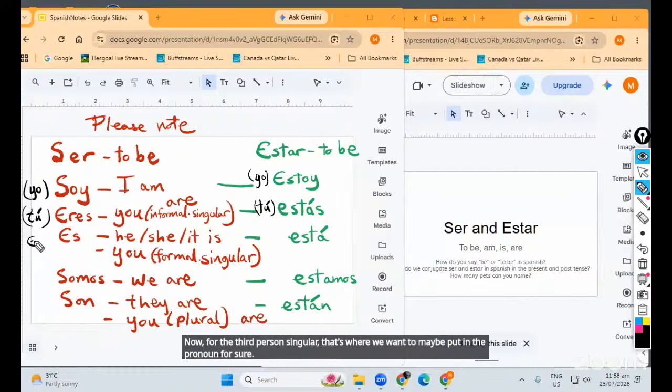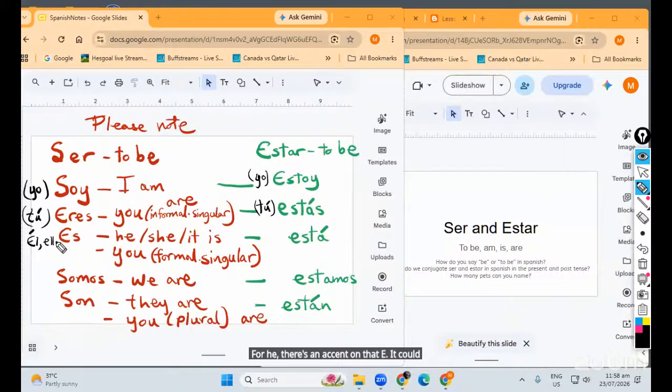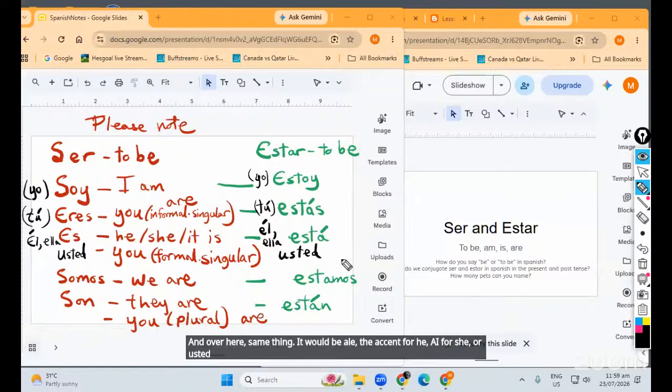Now, for the third person singular, that's where we want to maybe put in the pronoun for sure. So that could be él for he, with an accent on that E. It could be ella, or it could be usted for you, right? Sometimes you see usted written as Ud. or Vd. It's the same usted, right? And over here, same thing: él with the accent for he, ella for she, or usted for you.